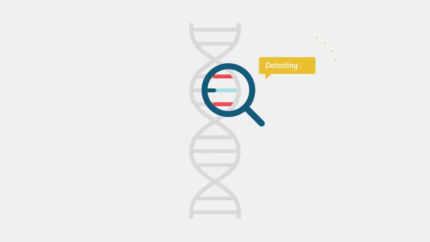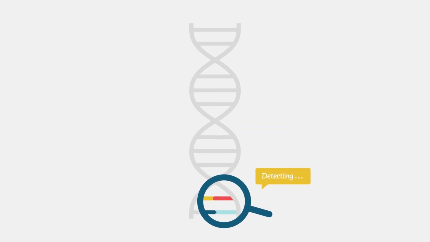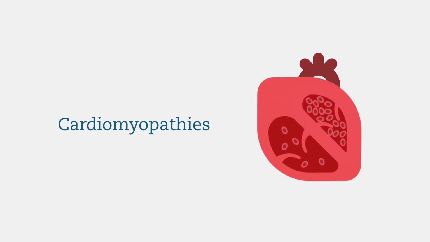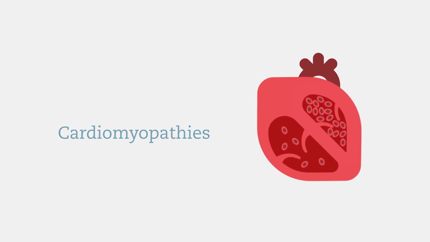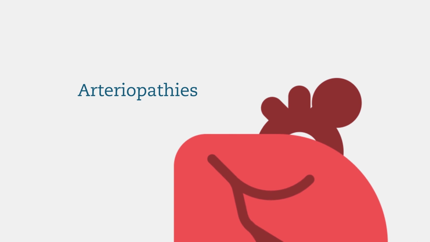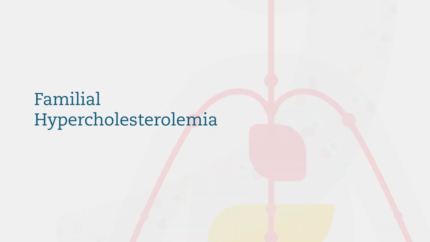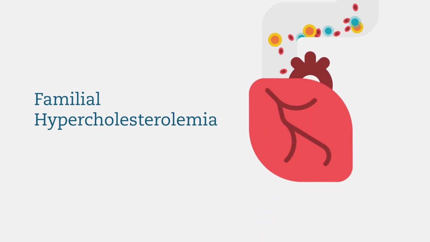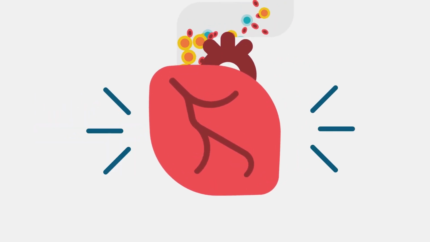Color's hereditary heart health test is designed to detect mutations in genes associated with hereditary heart conditions such as cardiomyopathies, or abnormalities of the heart muscle that prevent blood from flowing normally through the heart to the rest of the body; arrhythmias, or problems with the electrical system of the heart; arteriopathies, or problems with the structure of the arteries in many parts of the body, including the heart; and familial hypercholesterolemia, an inherited form of high cholesterol. If left undetected and untreated, these conditions can lead to coronary heart disease, heart attacks, sudden cardiac arrest, or heart failure.